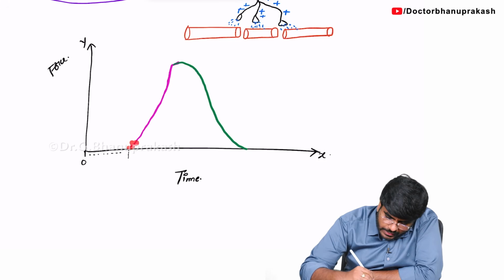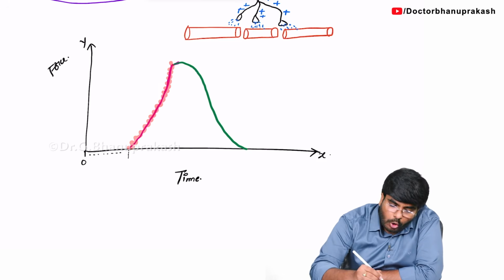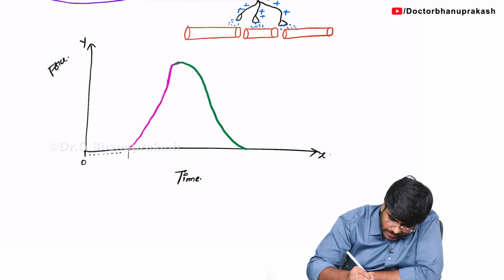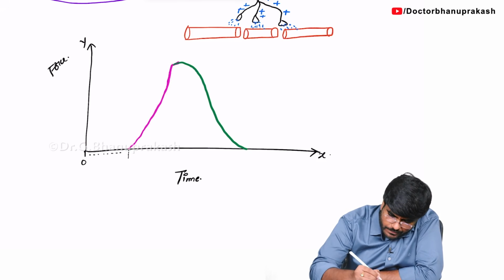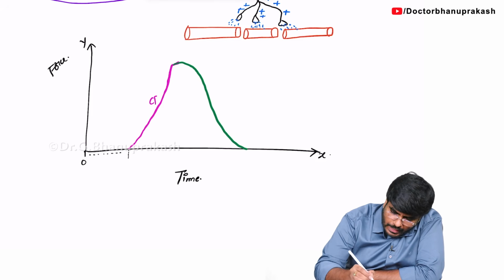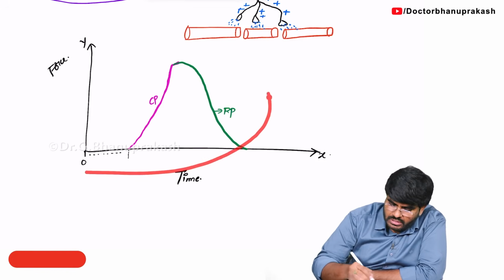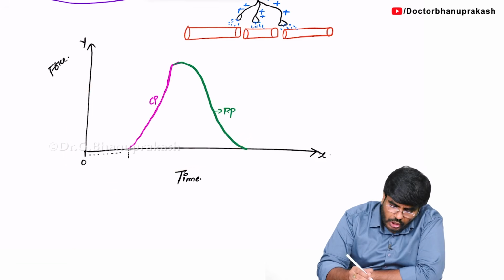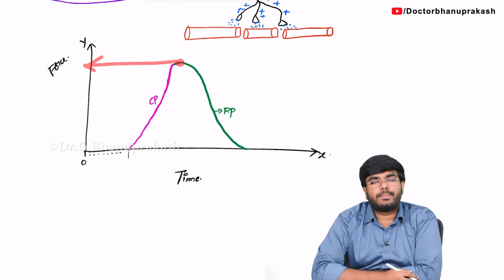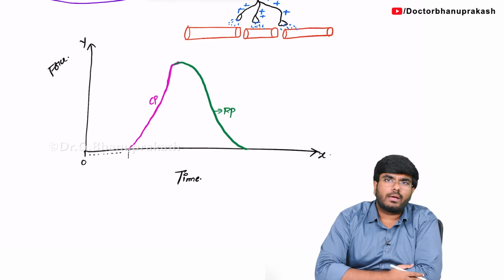Now whatever I have shown here in the pink color, this is the contraction phase, CP. And in the green color, this is the relaxation phase. Now you will be having a doubt, sir, what exactly is this graph talking about? This graph is talking about how much force is generated by this motor unit.